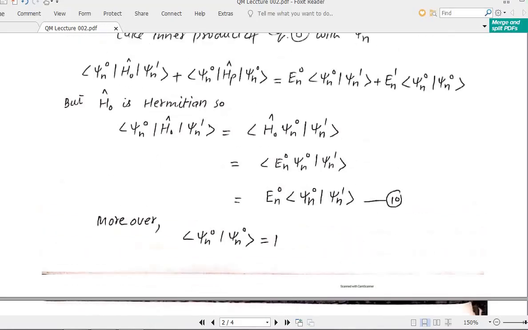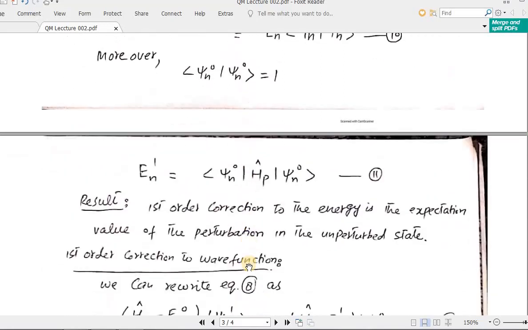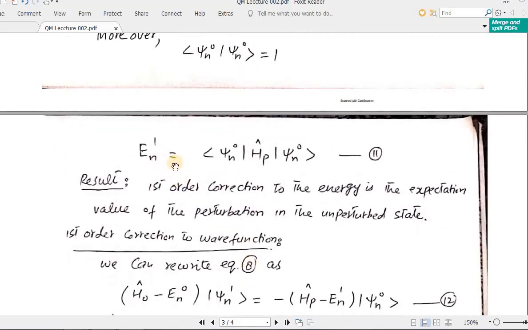because the first term on the left hand side is now cancelled by the term on the right hand side of this equation. So the two terms remain: the second term on the right hand side and the second term on the left hand side. This equation is known as the first order correction in energy. The first order correction to the energy is the expectation value of the perturbation in the unperturbed state.